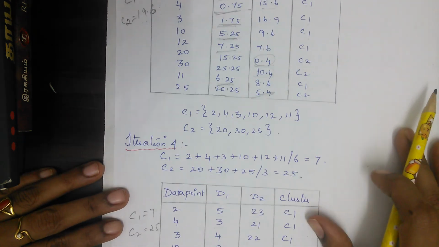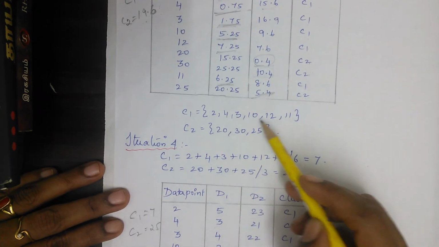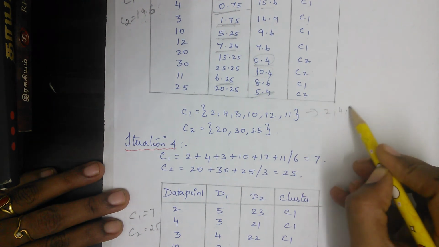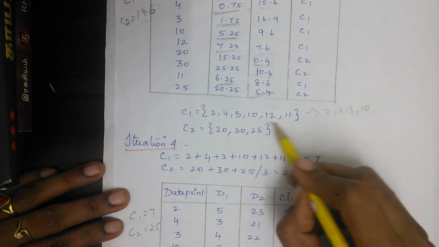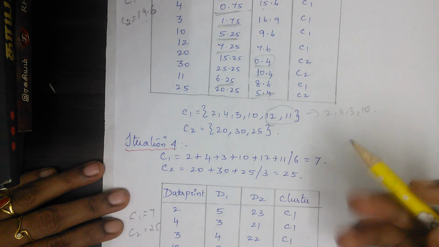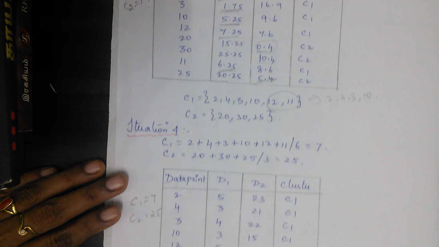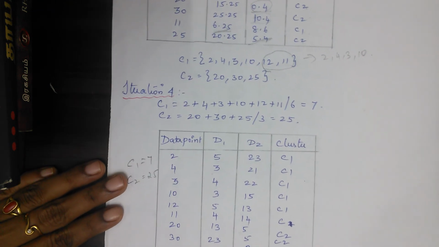Now my formed cluster is 2, 4, 3, 10, 12, 11, whereas my previously formed cluster was only 2, 4, 3, 10. So now 12 and 11 are newly added. Again there is a change in the forming of the cluster, new data points are getting added into it. So what should I do? I should go for my fourth iteration.